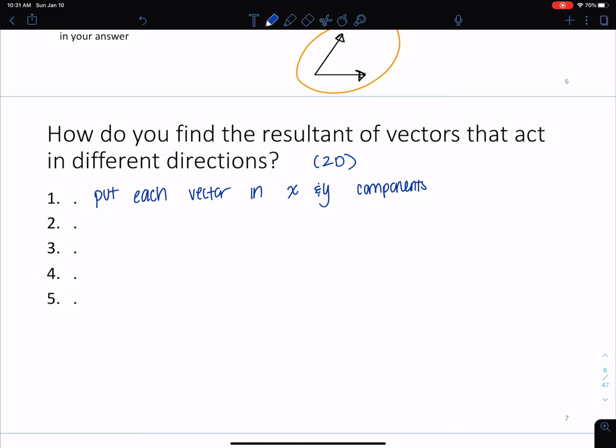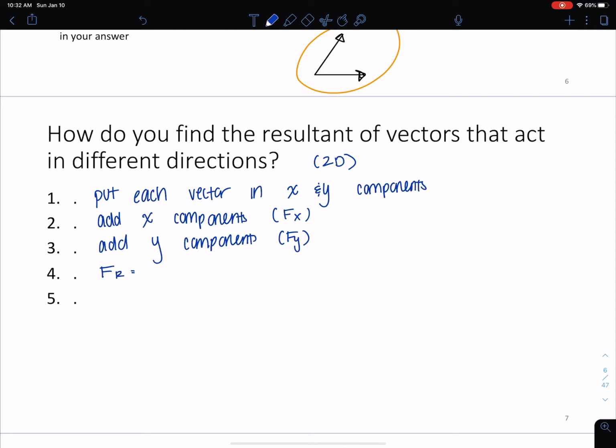Now we want to add the x components together. This would give us our forces in the x direction, Fx. We can do the same thing with the y, so we'll add our y components, and this will give us our Fy. And our resultant, I'll call this FR, is equal to the square root of Fx squared plus Fy squared. That's our magnitude.